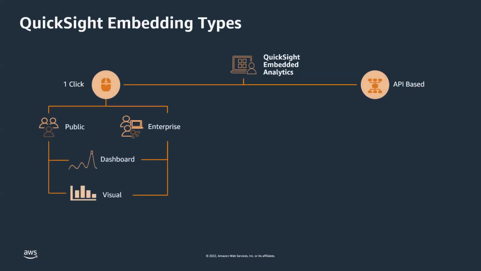Talking about one-click embedding. As the name indicates, this approach is fully UI based and is, I would call it, the simplest one and requires no code. There are two scenarios you can go with one-click embedding. You can embed a visual or a dashboard in your internal application for your registered users, or you can turn on public sharing in the QuickSight console. Doing this grants anyone on the internet access to a shared visual or a dashboard that is embedded in a public application. It could be a wiki or a portal.